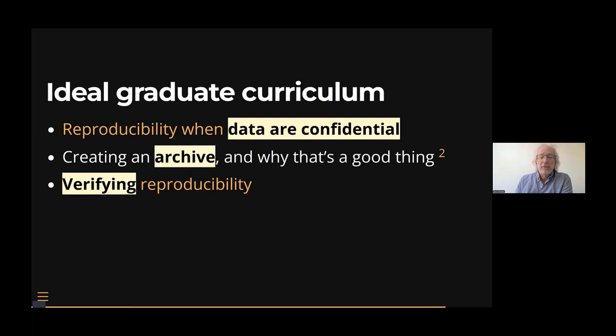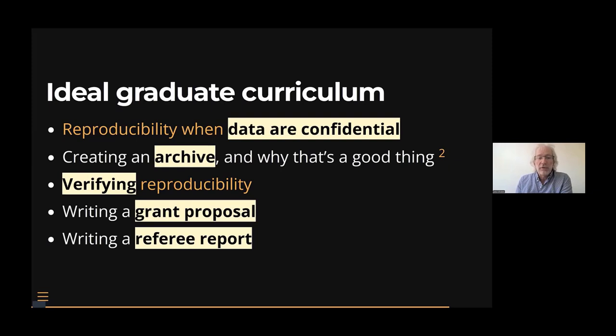I then tend to talk about how you actually verify reproducibility yourself, which is, as it turns out, not obvious. The obvious thing is, of course, it reproduces. It just ran on my computer, which is the worst answer you can give. And then we add on to that things about down the road, about writing grant proposals and referee reports.